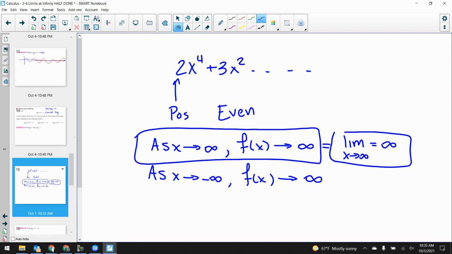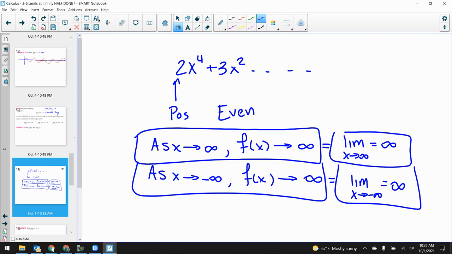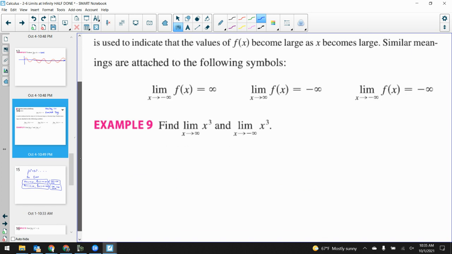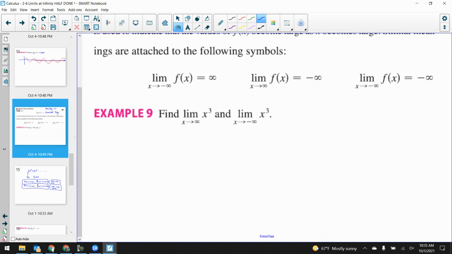We can say now this is really equivalent to saying the limit as x goes to negative infinity is also positive infinity. These two statements are really equivalent now. It's a much more shorthand way to write it, but we didn't know the limit notation yet, okay? So we can use the end behavior along with limits at infinity to define what's going on in any polynomial. So let's take a look here.